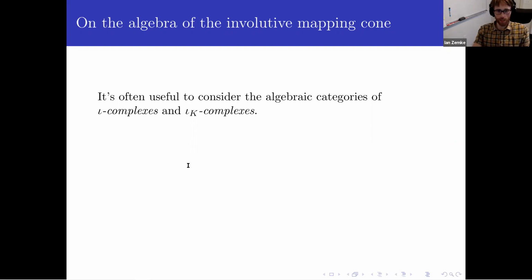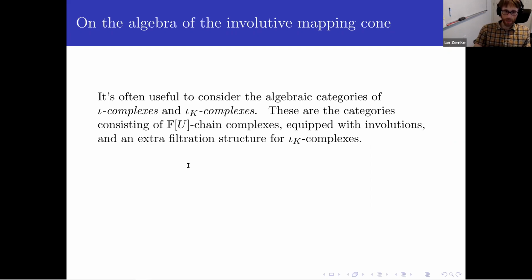If you want to talk about just these algebraic categories of iota complexes and iota K complexes. Basically an iota complex is a complex over F adjoin U, which has an involution that squares to the identity up to homotopy. And an iota K complex is kind of the knot version. It would have all the properties that involutive knot Floer homology has.